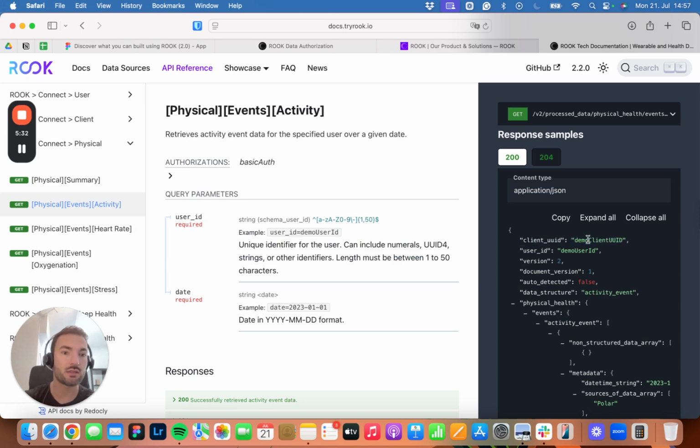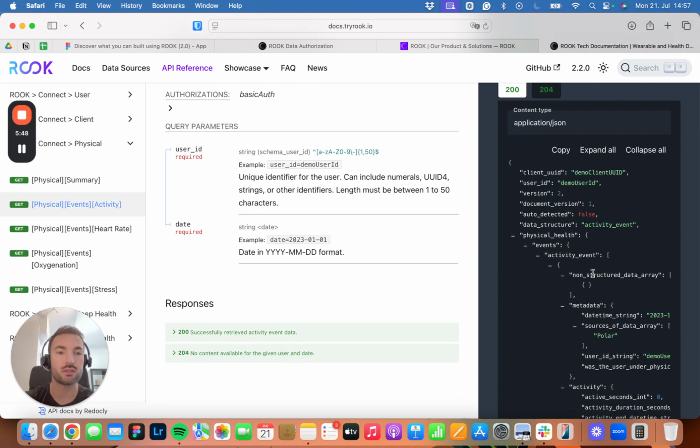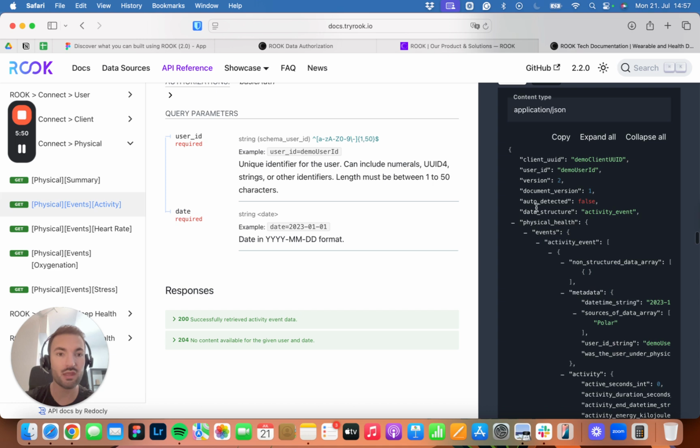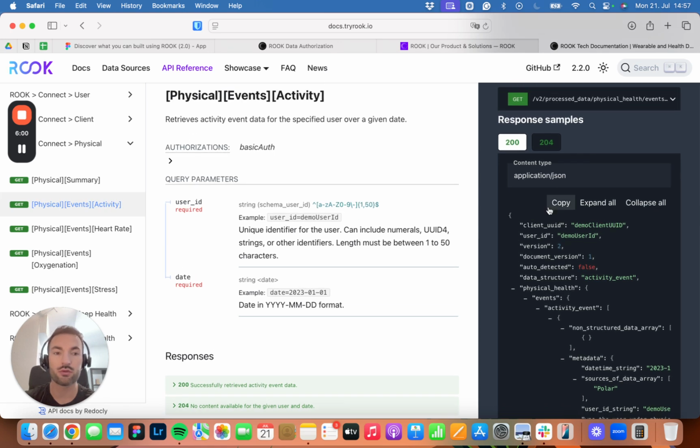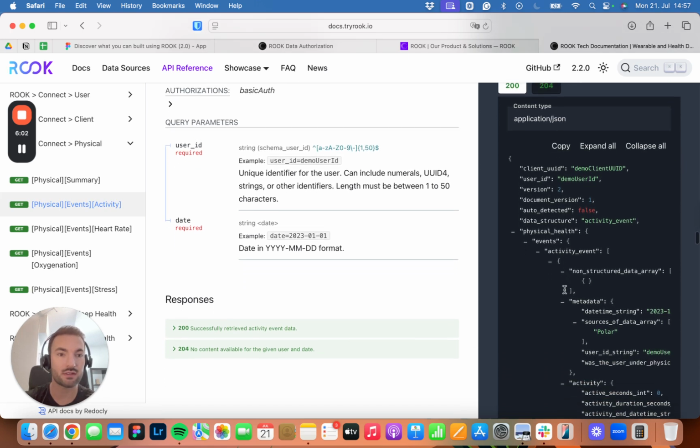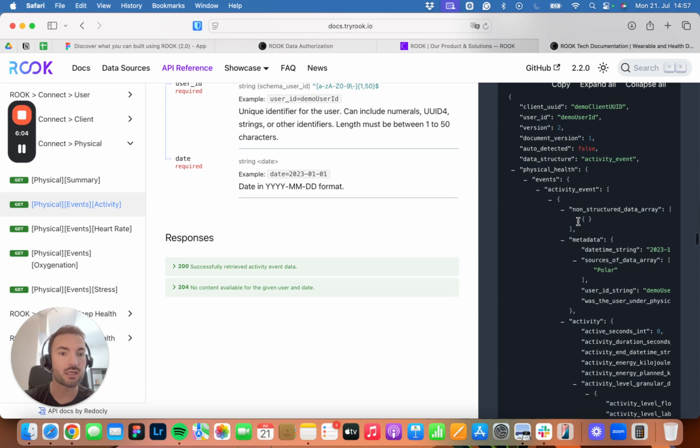So client UID, as we said, this is, okay, we know it's your data. We know which of your users we're talking to by the user ID that you create for us. Version, as I said, is 2. That always has to be 2. Document version, as we said, has to be always the most updated, so that you always have the most recent data. And then in event data, we have something which is saying auto detect yes or no. That is for if the data was manually injected or if it was created and detected by the device itself. Activity event, and then here comes the activity data.